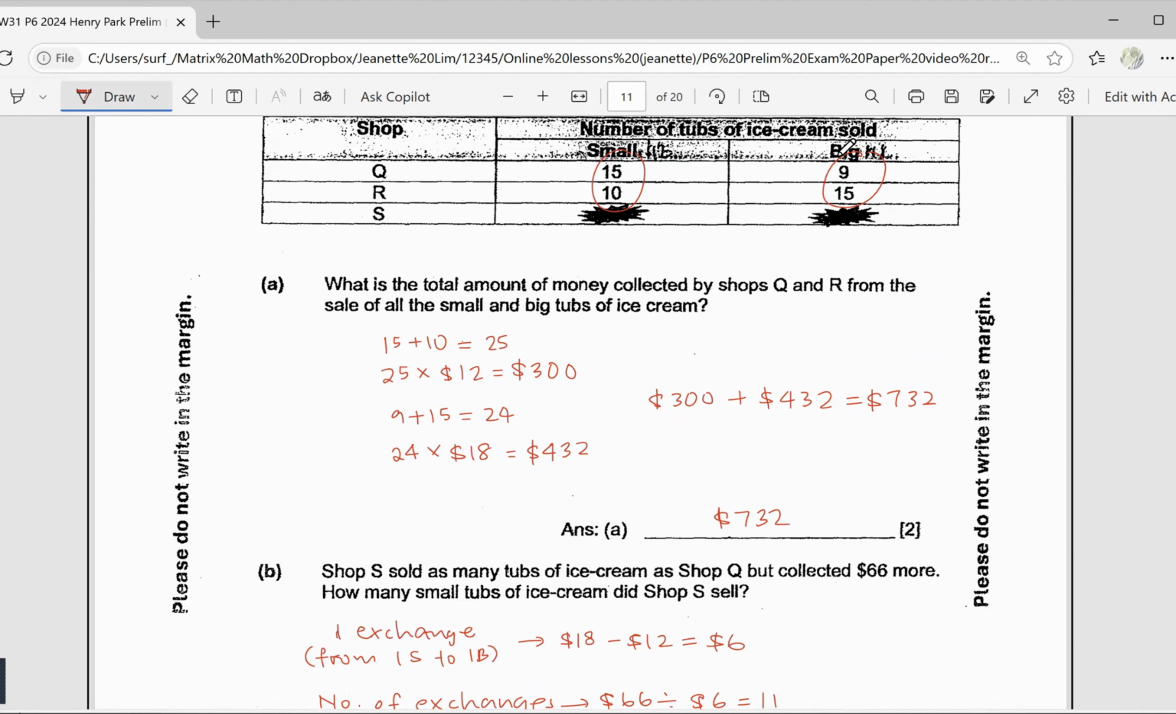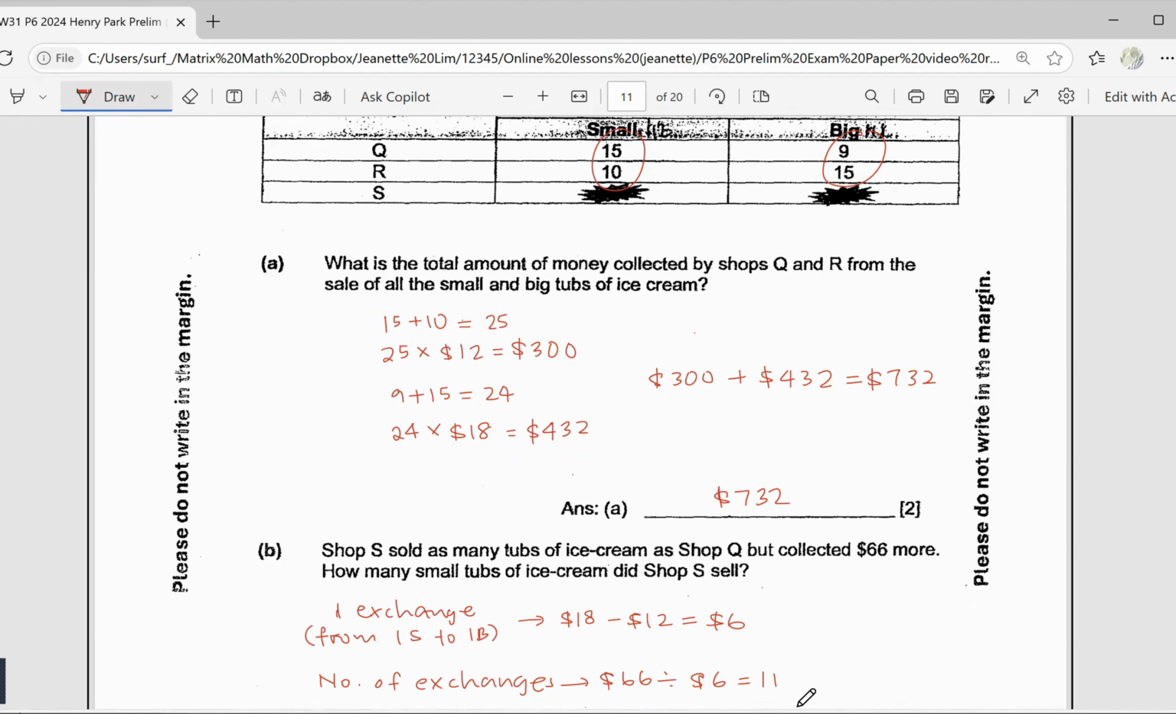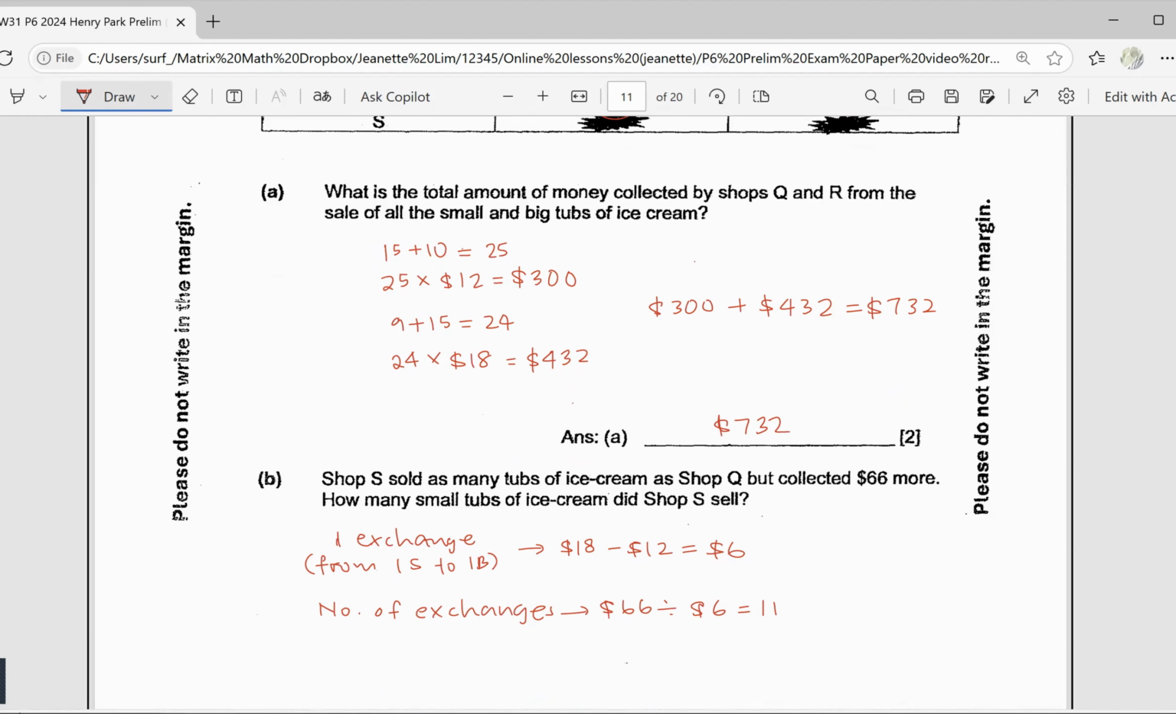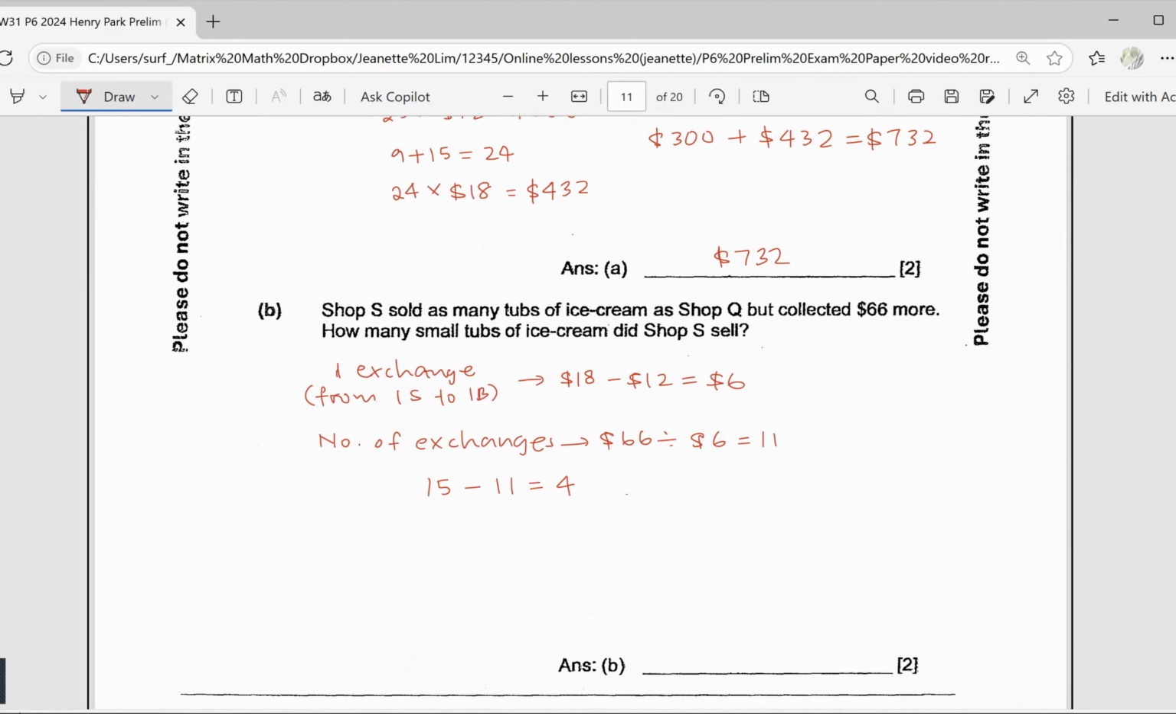If I do it 11 times, then I'm actually taking away 11 small. Question is asking how many small did S sell. So definitely not 15. Every time we convert, we're reducing the small. So we do it 11 times, means that 15 minus 11. Okay, so the number of small tubs by S will be 4.